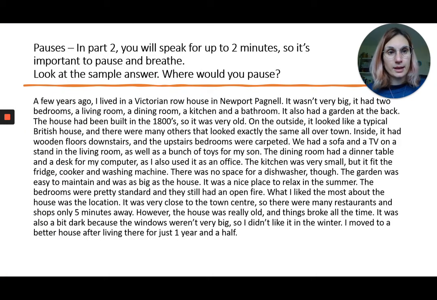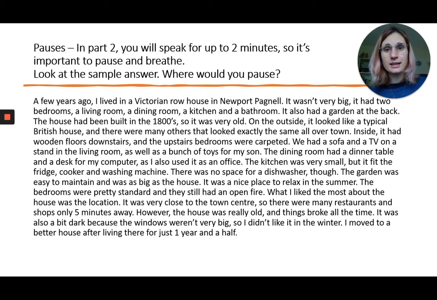So there is an example of an answer for that question here. And we are going to use this example to talk about pauses. Because in speaking part 2, you're going to speak for 2 minutes. So between 1.5 minutes and 2 minutes, more or less. So it's important to pause and to breathe as you speak.